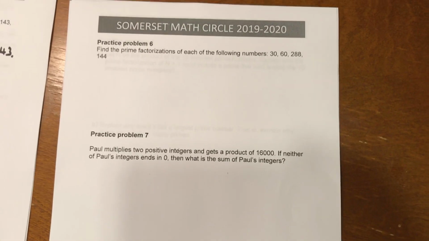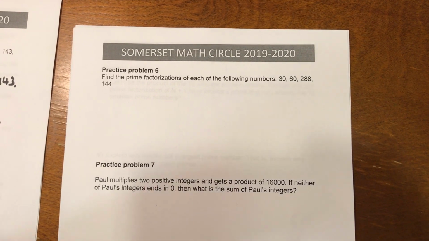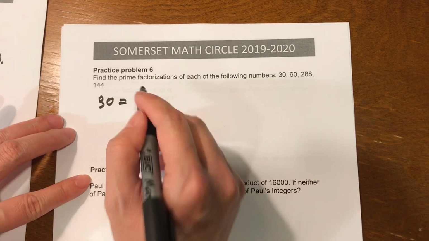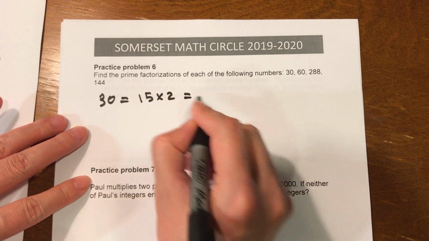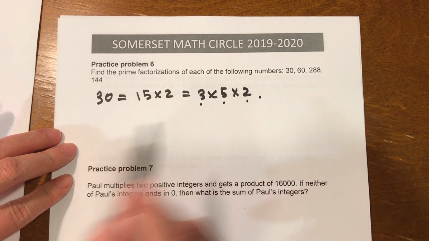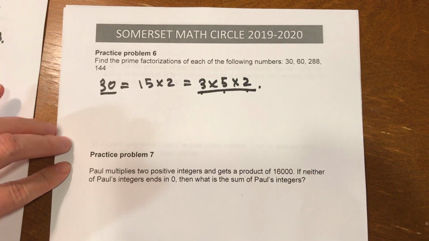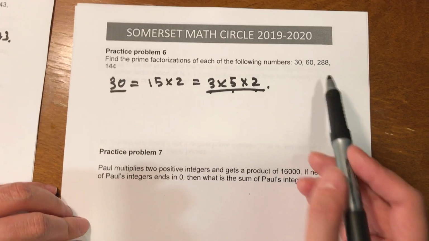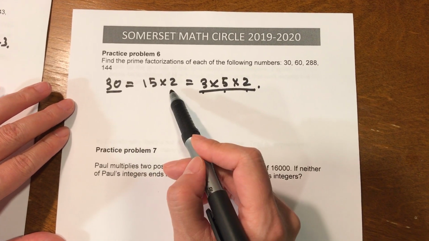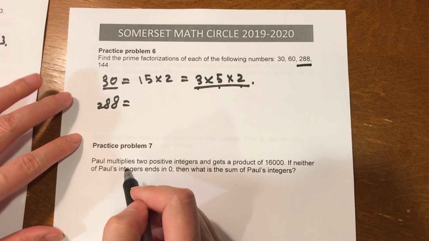Practice problem 6. Find the prime factorization of each of the following numbers. So we'll use one as an example, and the rest we hope the students can figure them out. For example, 30. 30 equals 15 multiplied by 2, equals 3 multiplied by 5 multiplied by 2. So 3, 5, 2, they are all prime numbers. Therefore, this is the prime factorization of 30. So the students can follow the same way. You don't have to get to all prime numbers in one single step. For example, like 288, it's going to take a few steps before you get there, and that's okay.